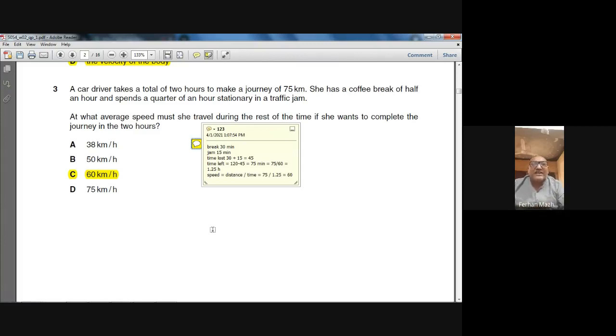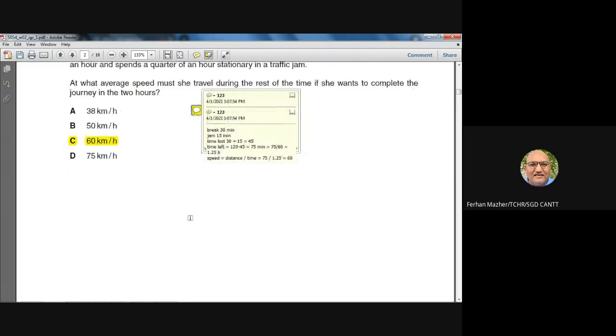So the time lost totally is 30 minutes plus 15 minutes, that's 45 minutes. She wants to complete the journey in 2 hours. So how much time does she have? 120 minutes minus 45, 75 minutes. Convert the 75 minutes into hours: 75 divided by 60 is 1.25 hours. Now the speed with which she has to travel is the distance divided by time. 75 kilometers divided by 1.25 hours. The answer will be 60 kilometers per hour. So C is the choice. C is the right choice.